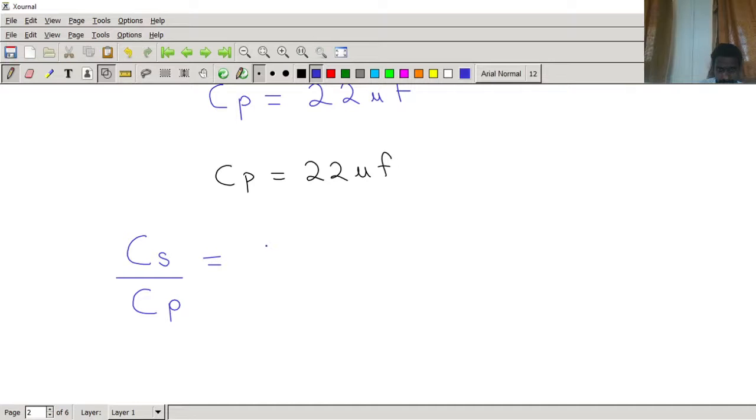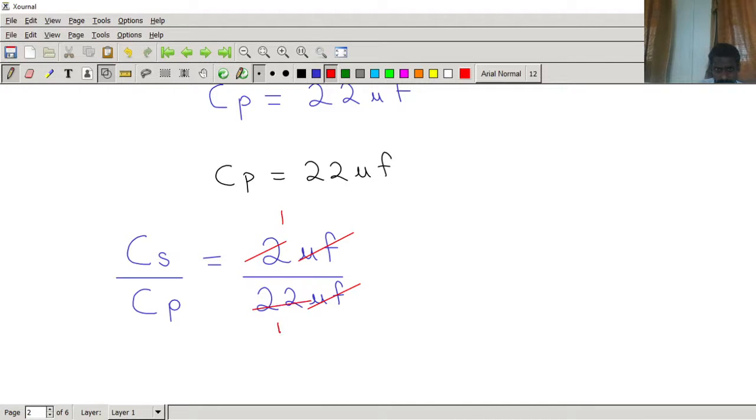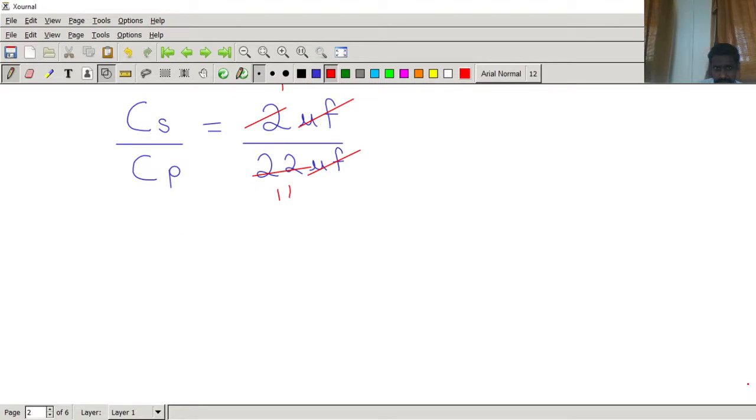In series we have the answer of 2 and in parallel we have the answer of 22. You can see that microfarad and microfarad get cancelled, and 2 ones are 2, so that is 1 by 11. So our final answer, when we compare the ratio of total capacitance in series and parallel, comes out to be 1 by 11.